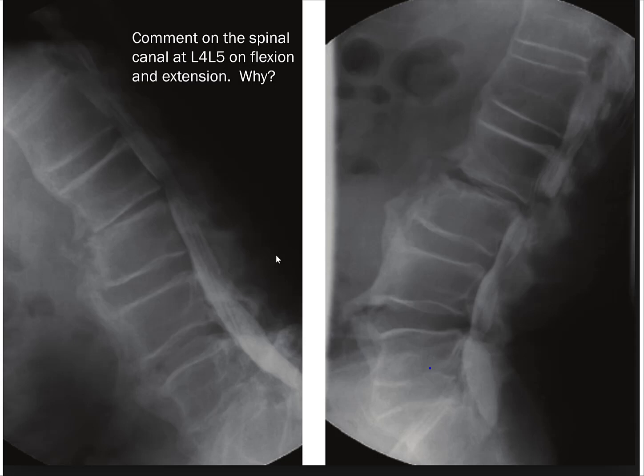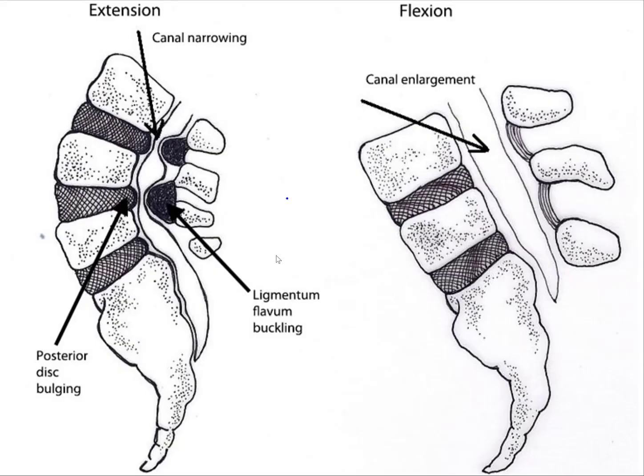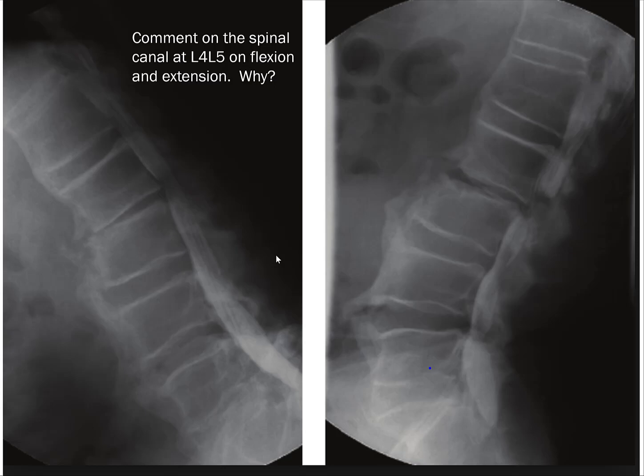So look at this CT myelogram. On the left is flexion, on the right is extension. See at L4, L5, the spinal canal gets tight. And the reason is this cartoon shows you the ligamentum flavum buckles. So when you flex, on the right, the ligamentum flavum is taut, and when you extend, the ligamentum flavum buckles. And that's why you get that stenosis that you see here on the myelogram.